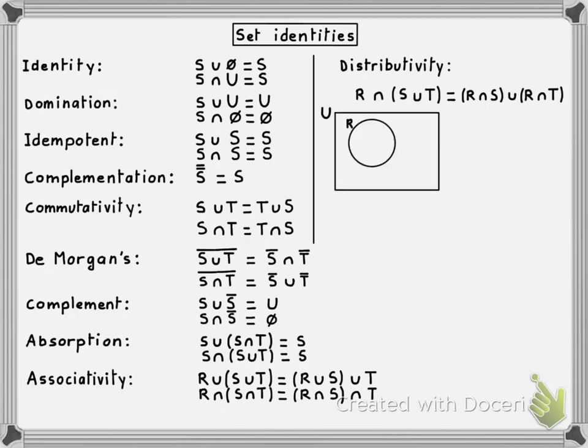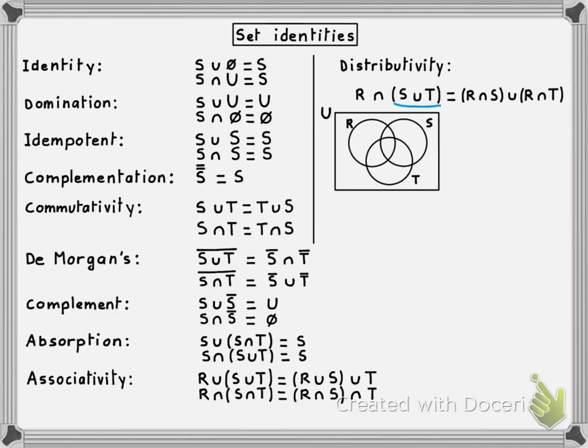So first we draw the universe containing the set R, then I'm drawing a second set S, and a third set T. Notice all the sets intersect pairwise with each other. That's not always the case, but that's the most general situation. And now I'm going to focus on the left-hand side of this identity, and I'm going to color the elements that belong to this set.